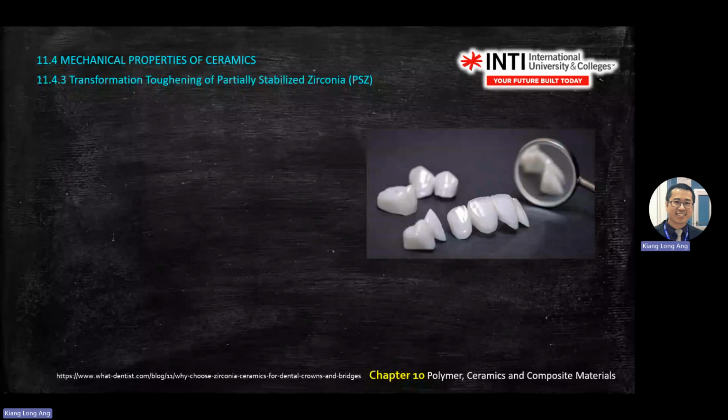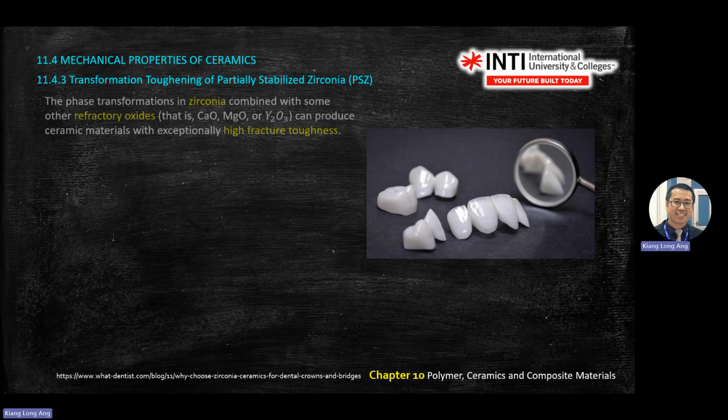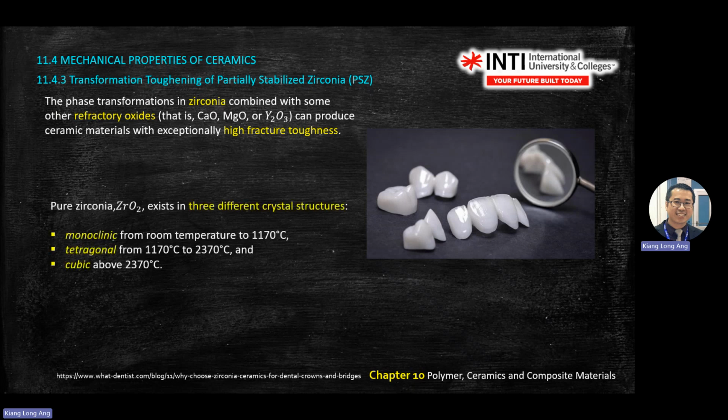Okay, the next one is just to introduce you to a new type of ceramic, for example the one you see on the screen here, an artificial tooth. This one you read. So at least you know, when your grandmother or grandfather goes to the dentist, you can show off: I know that this one is an artificial thing, I learned about this. This is an advanced ceramic.